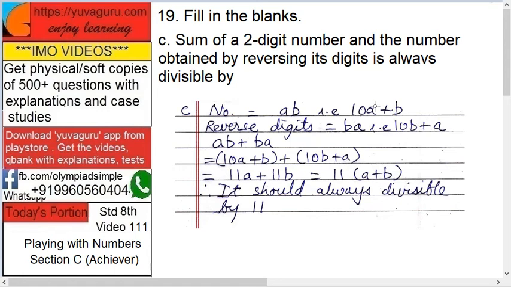Now what we do? We add these two numbers. So it becomes AB plus BA equals to 10A plus B plus 10B plus A. So it becomes 11A plus 11B. So 11 into A plus B. Now this number is always divisible by whom? Quite simple, 11, because 11 will get cancelled, right? So it is always divisible by 11.